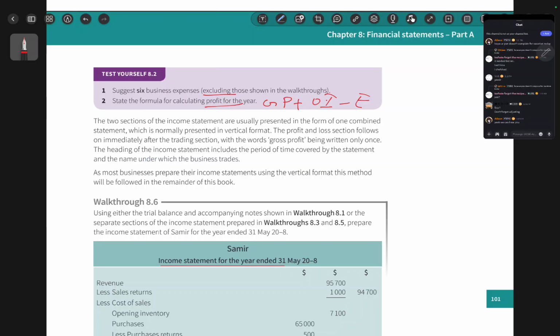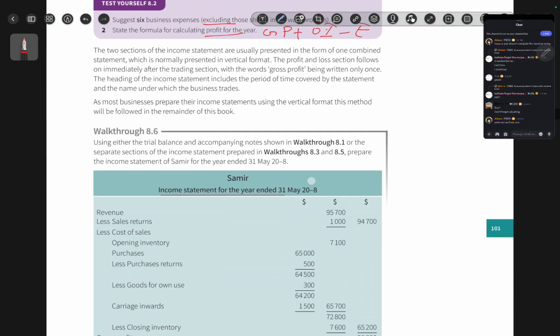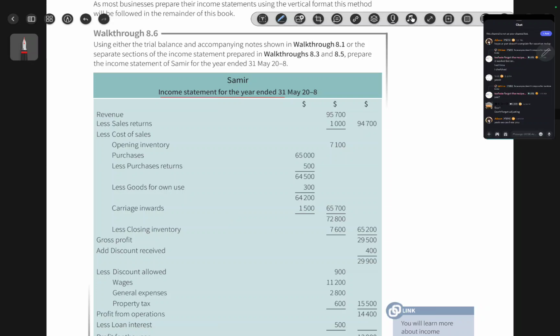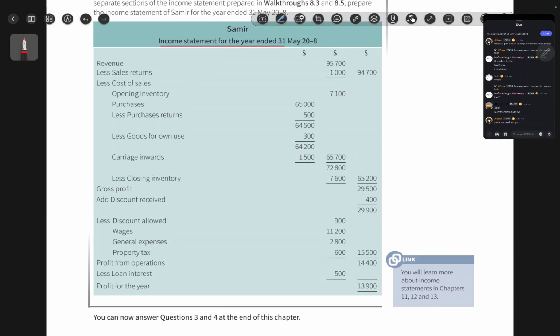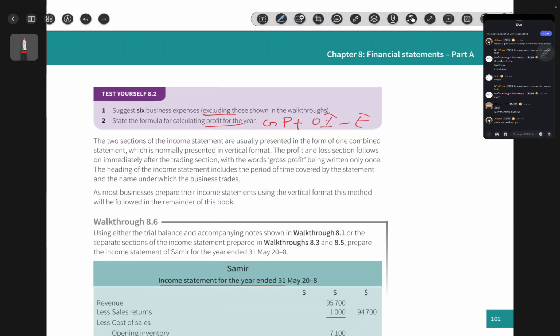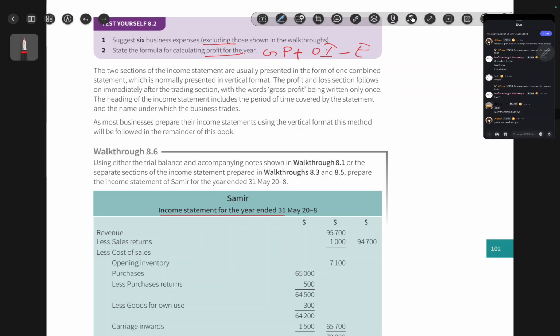The heading of the income statement includes the period of time covered by the statement and the name under which the business trades. This can't be the name of the business. Anyway, for the year ended 31st May 2008 means that anything related to this year is in this income statement, all our incomes, all our expenses. If anything is related to the next year or previous year, then we have to adjust for that, and that's what adjustments meant, like in the beginning of the chapter. Most businesses prepare their income statement using the vertical format. This method will be followed in the remainder of this book and also during your exams.